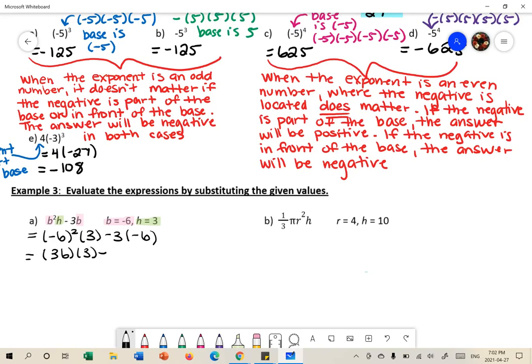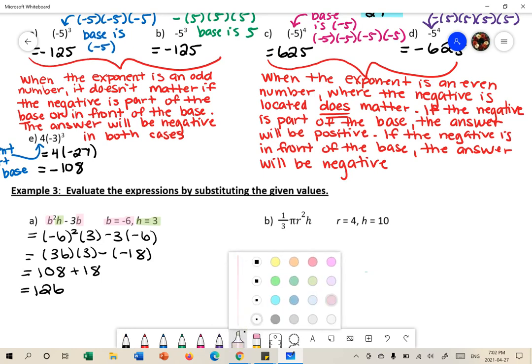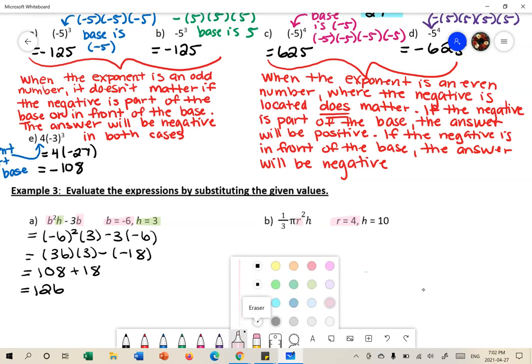Three times -6 is -18. 36 times 3 is 108. Negative and negative make a positive, 18. Next question. R has a value of 4, and H has a value of 10.